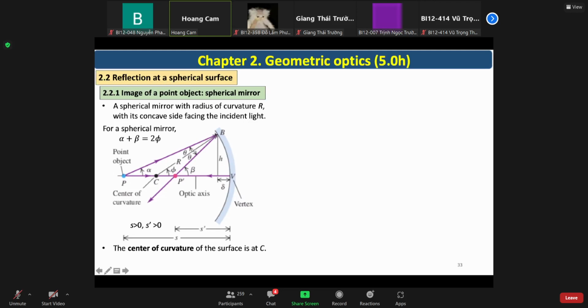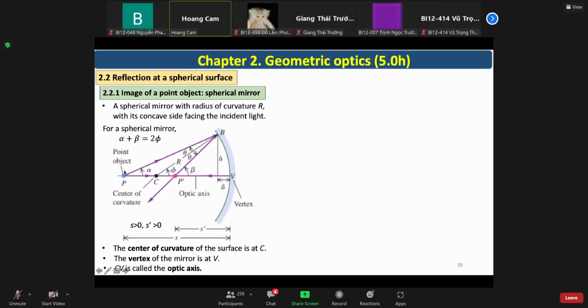The highest point on this curvature is called the vertex. So we have the vertex of the mirror at V here. C is the center of curvature, V is the vertex, and the line connecting the center of curvature and the vertex is called the optic axis. Keep in mind this concept in English; in Vietnamese you surely know it so far. So we have the center of curvature, the vertex, and the optic axis.